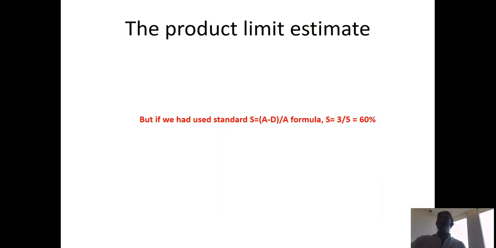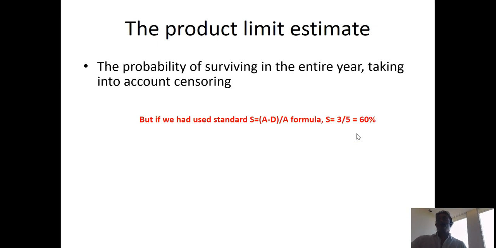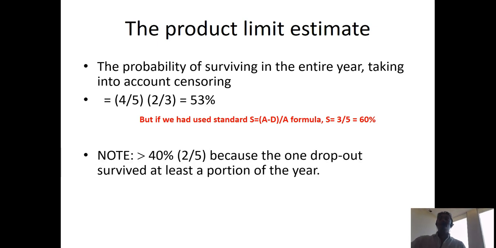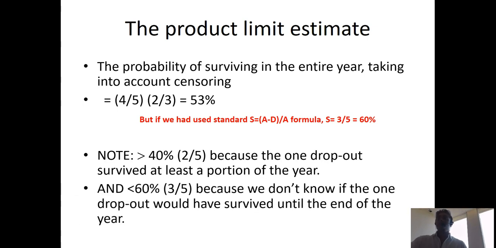Now, if we had used the regular survival function, we would have started out with 5 people, and 3 would have survived at the end. So 3 out of 5 would have given me 60%. Fine. Now, if we had assumed that the person who had left had died, then we'd have 2 out of 5 left. Okay?